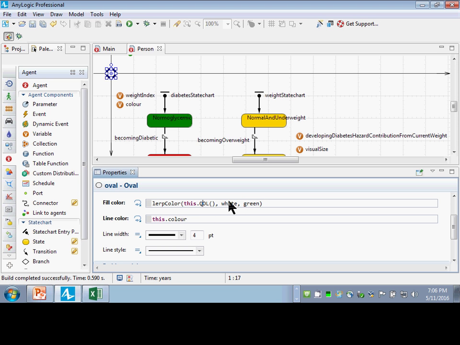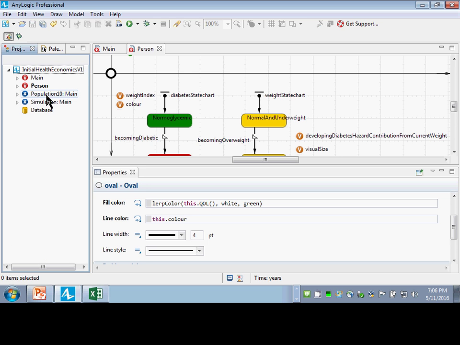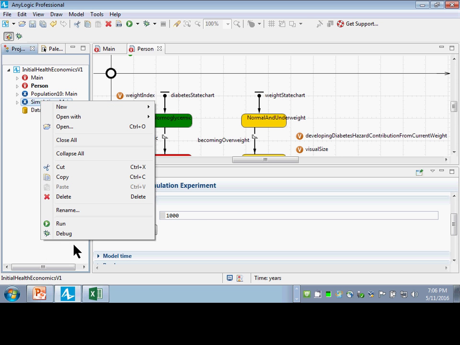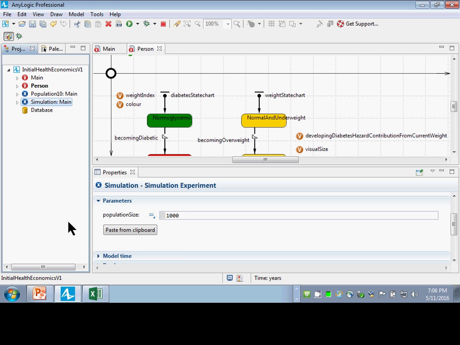Okay. Great. Sorry? It would just be different shades of green. Yeah, be different shades of green. That's true. That's true.